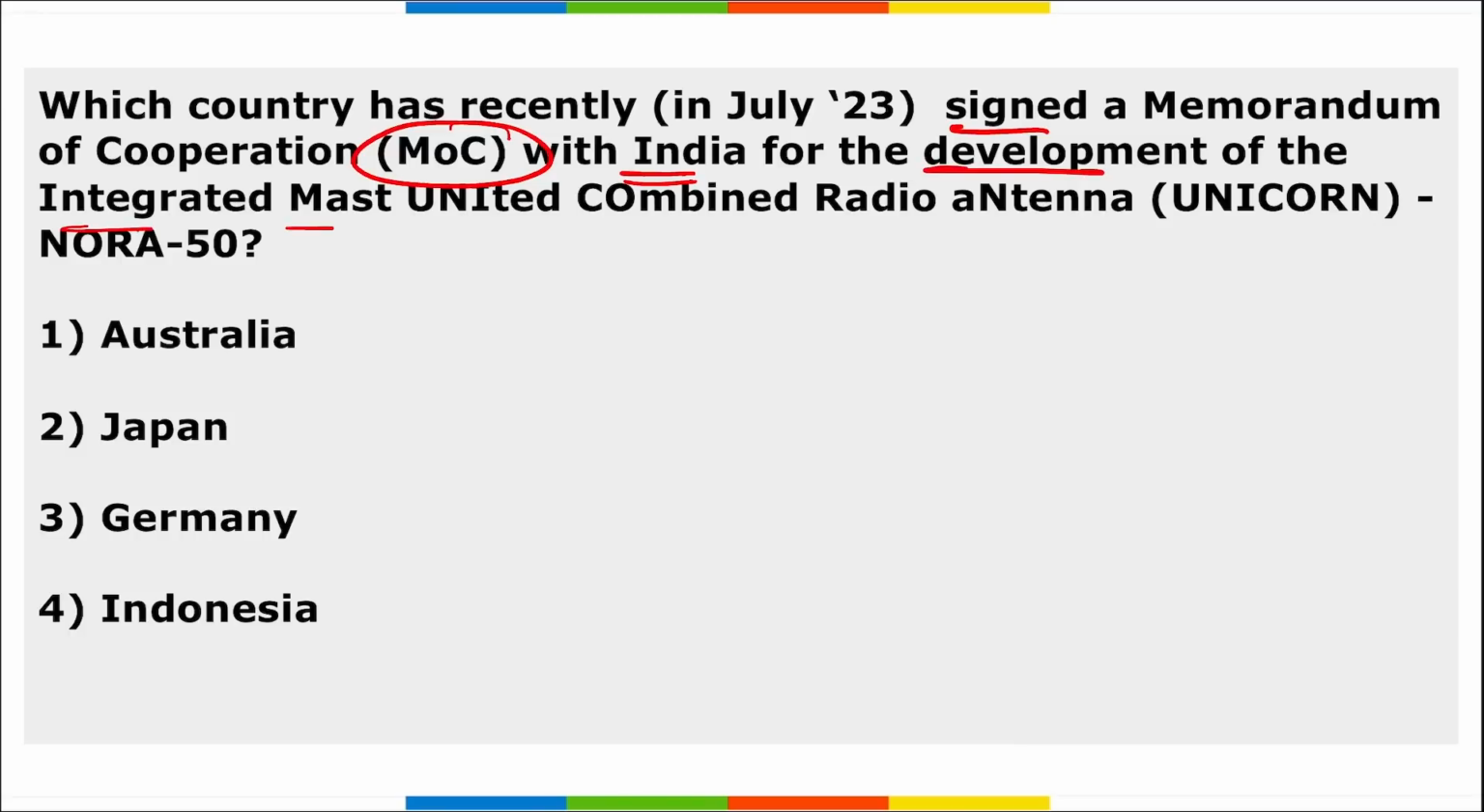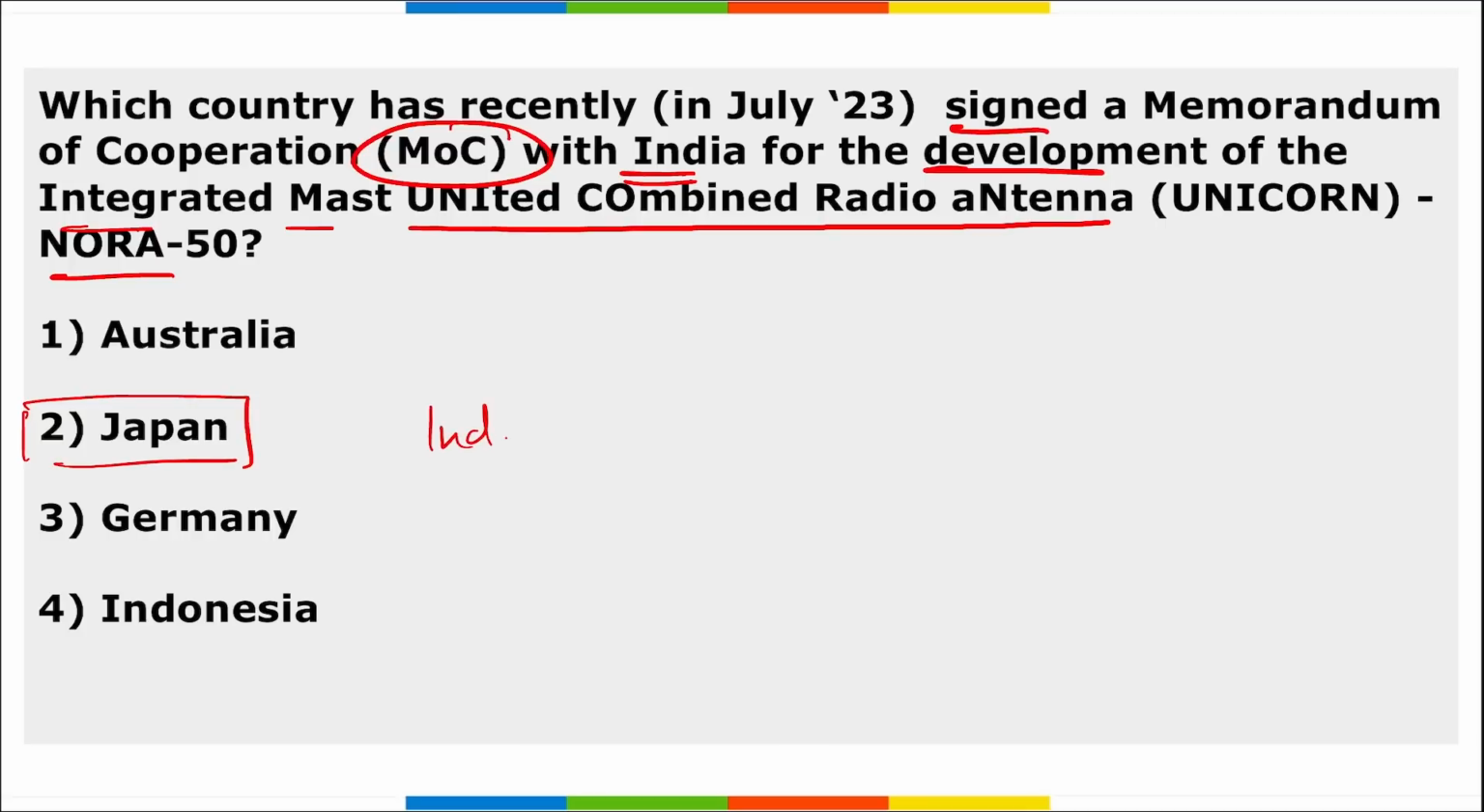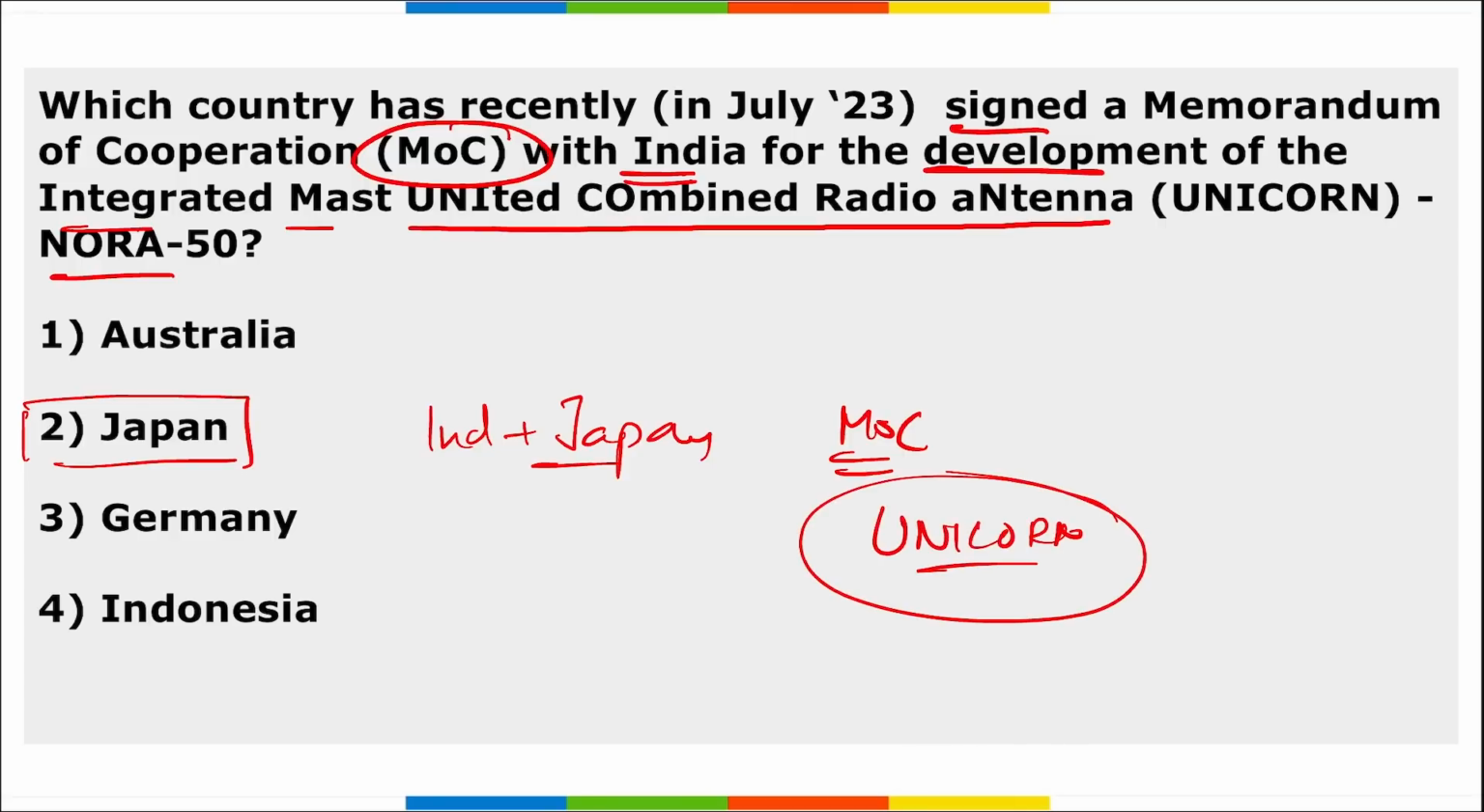Next, which country has recently signed a Memorandum of Cooperation with India for the development of the Integrated Mast United Combined Radio Antenna NORA 50? It is Japan. Correct, I repeat, it is India and Japan. They signed this Memorandum of Cooperation for the development of Unicorn, and this is what Unicorn stands for. It is a unique horn-shaped dome that houses the antenna for tactical data link that will be helping in enhancing the communication and enhancing the operational capabilities. Correct? And it was between India and Japan.